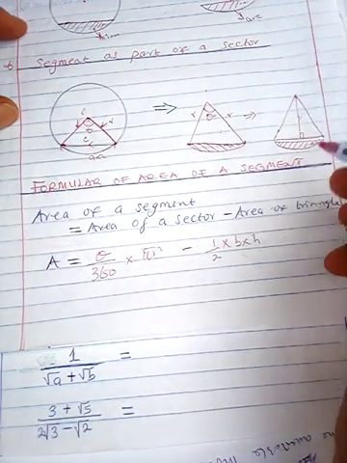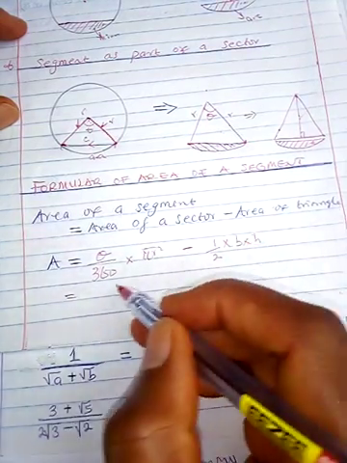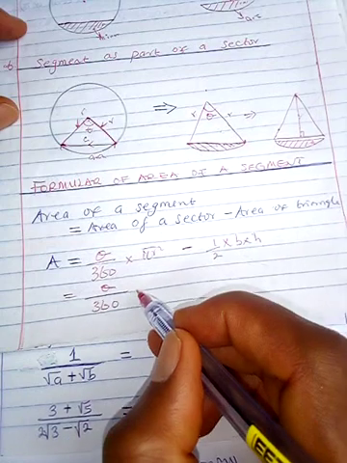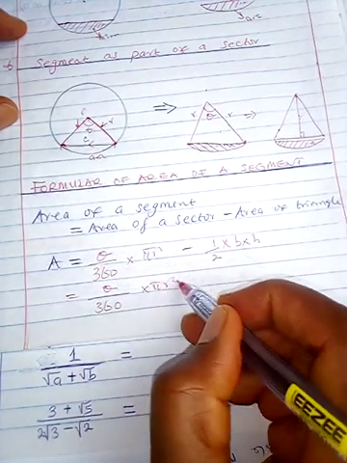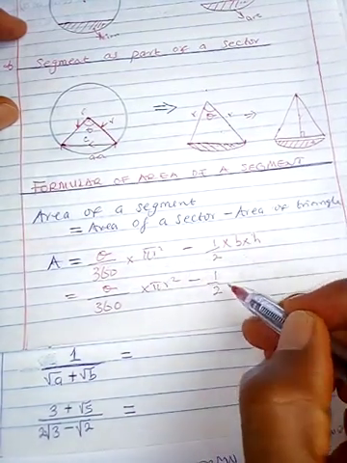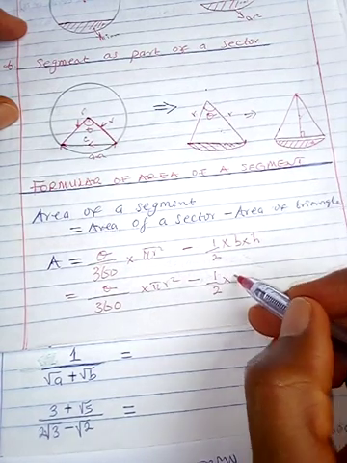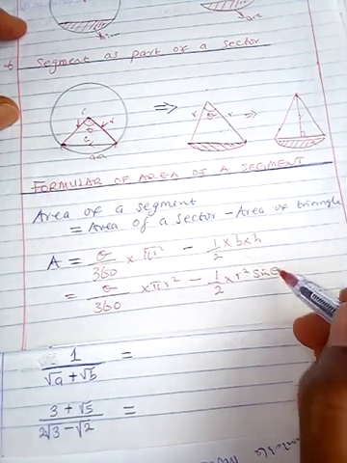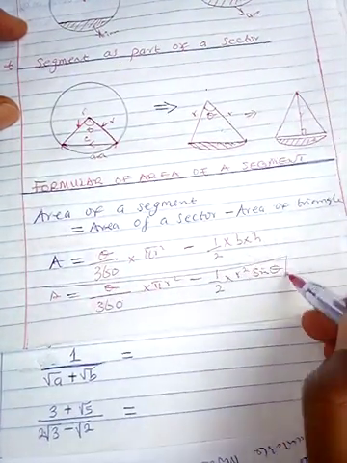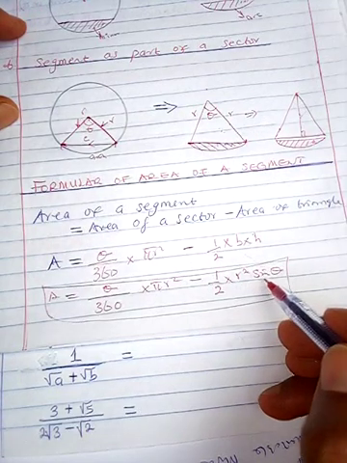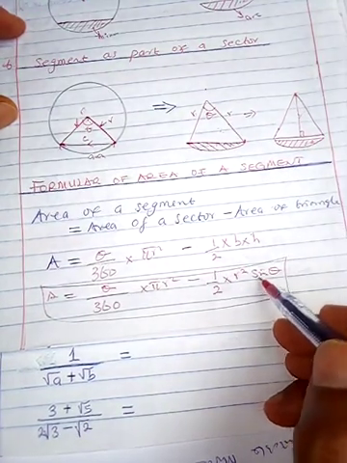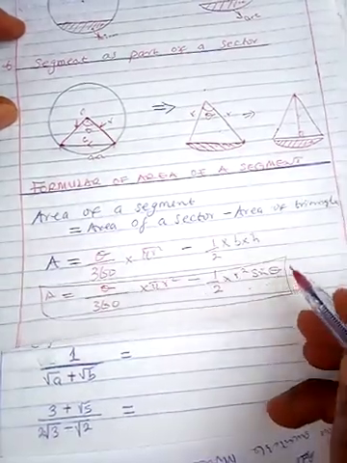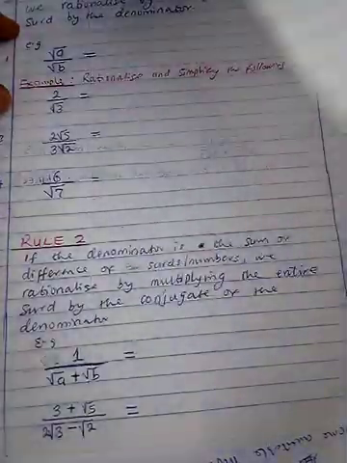But in this case now, the area of this triangle is not going to be like that. We are going to have theta over 360 times pi r squared minus, one half r squared sine theta. So this is the formula we are going to use. This is another way of finding the area of a triangle: half times r squared sine theta. Now we're going to use this formula to actually solve one problem on segment of a sector.